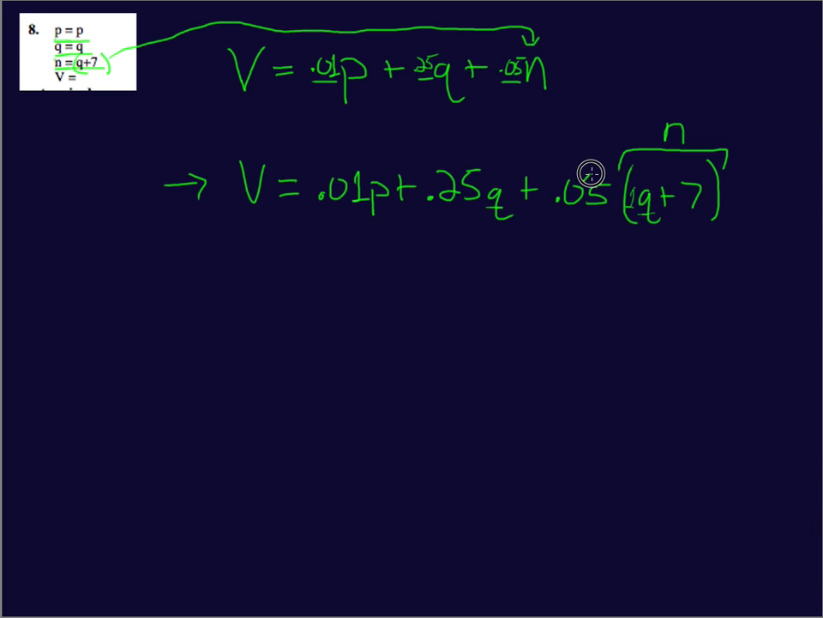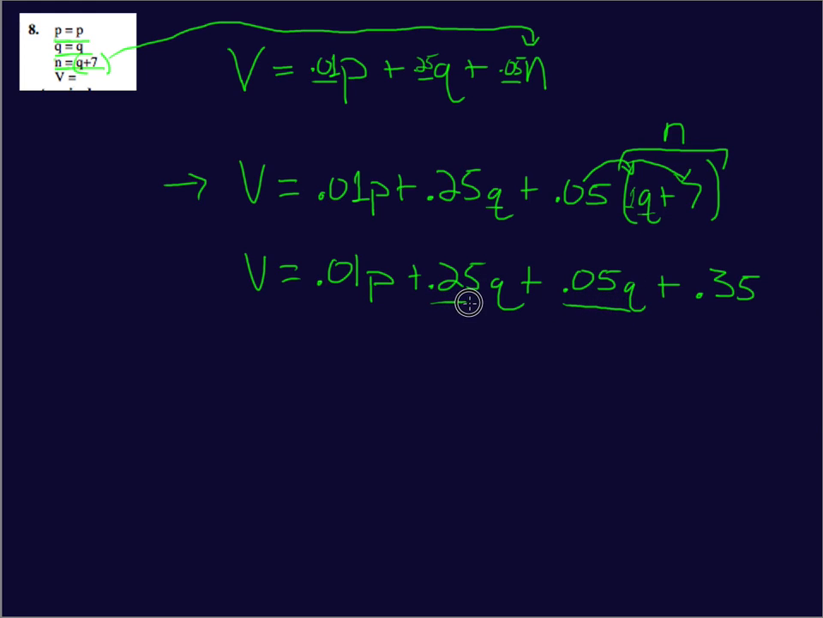So the way that we do that is we distribute this 0.05 into both of these. So we can rewrite our equation. We have V equals 0.01 P, that didn't change, plus 0.25 Q, that didn't change, plus 0.05 Q, because I multiplied that in, plus 0.05 times 7 is 0.35. So now that I broke down those parentheses, I can say, okay, I have 0.05 Q and 0.25 Q.